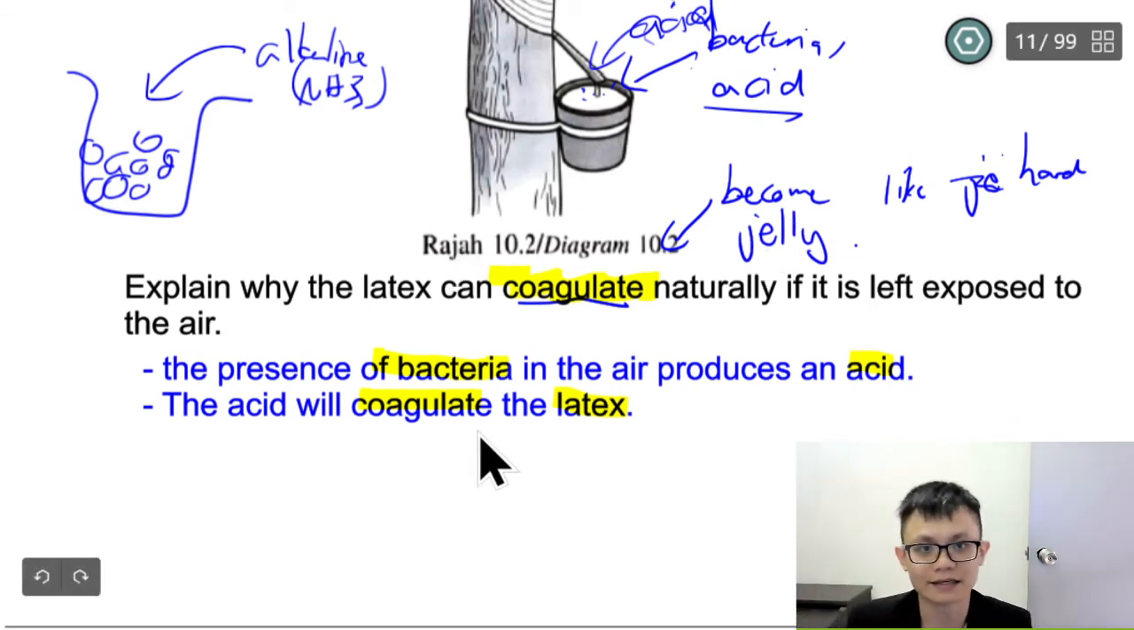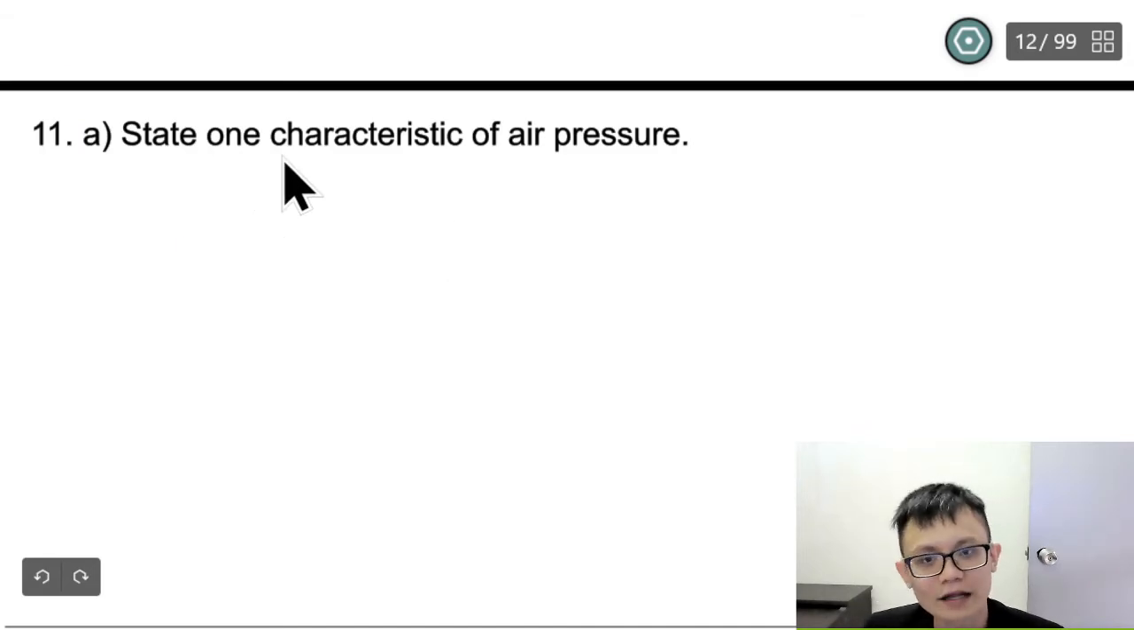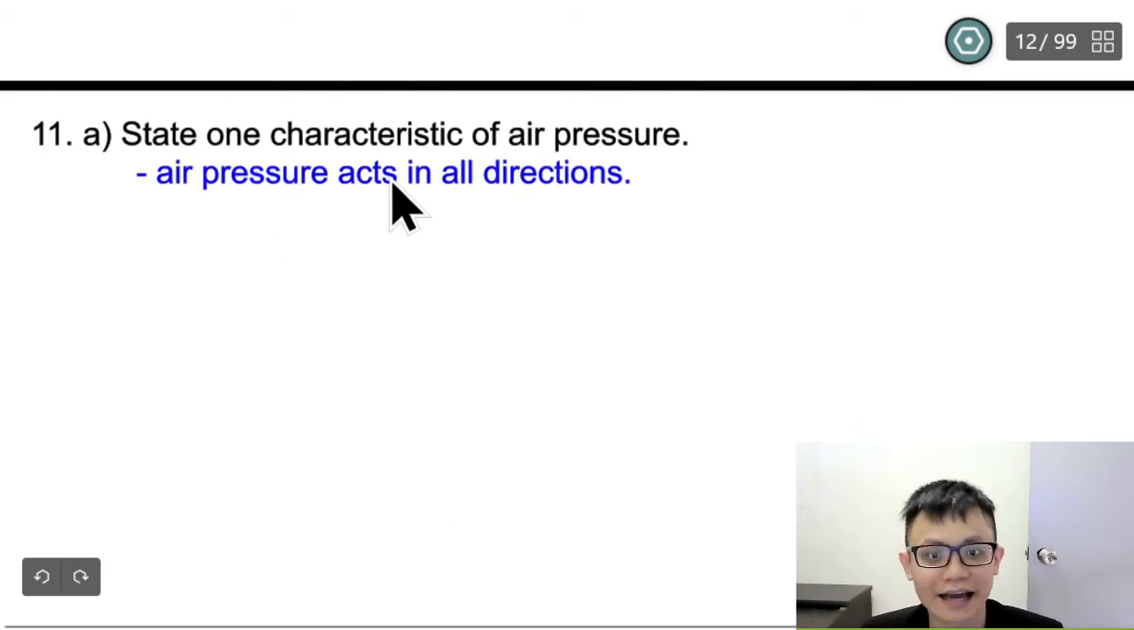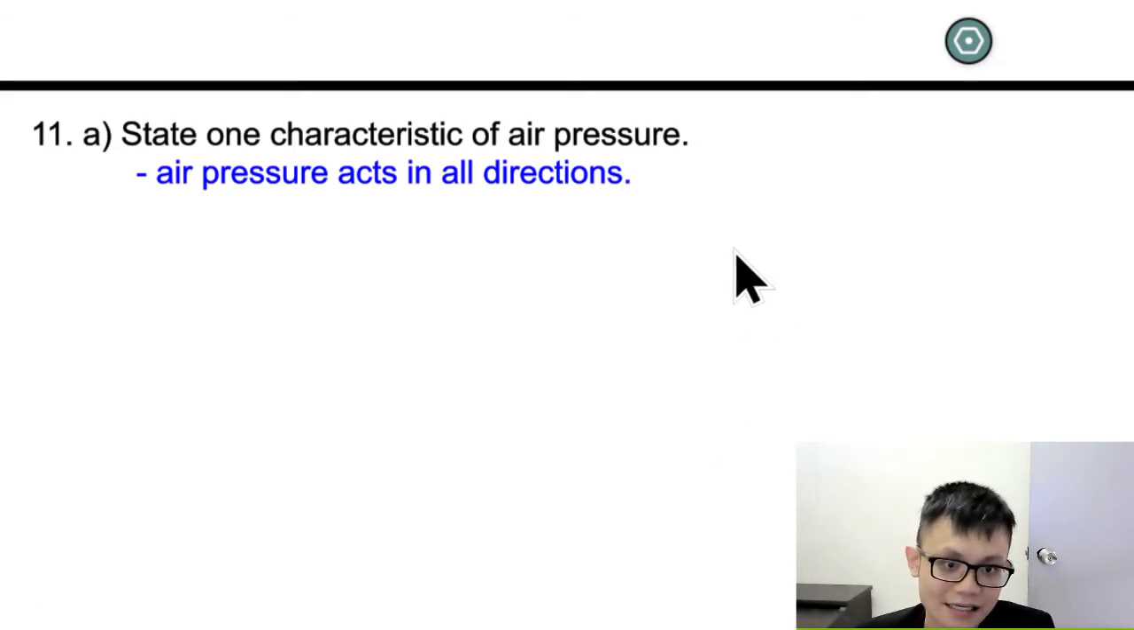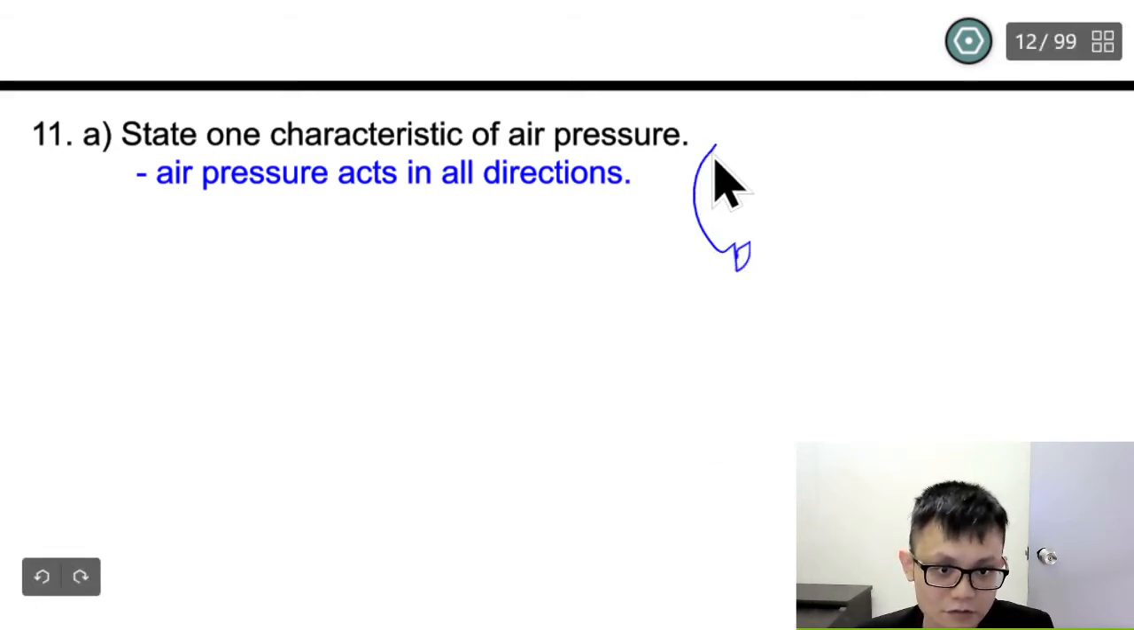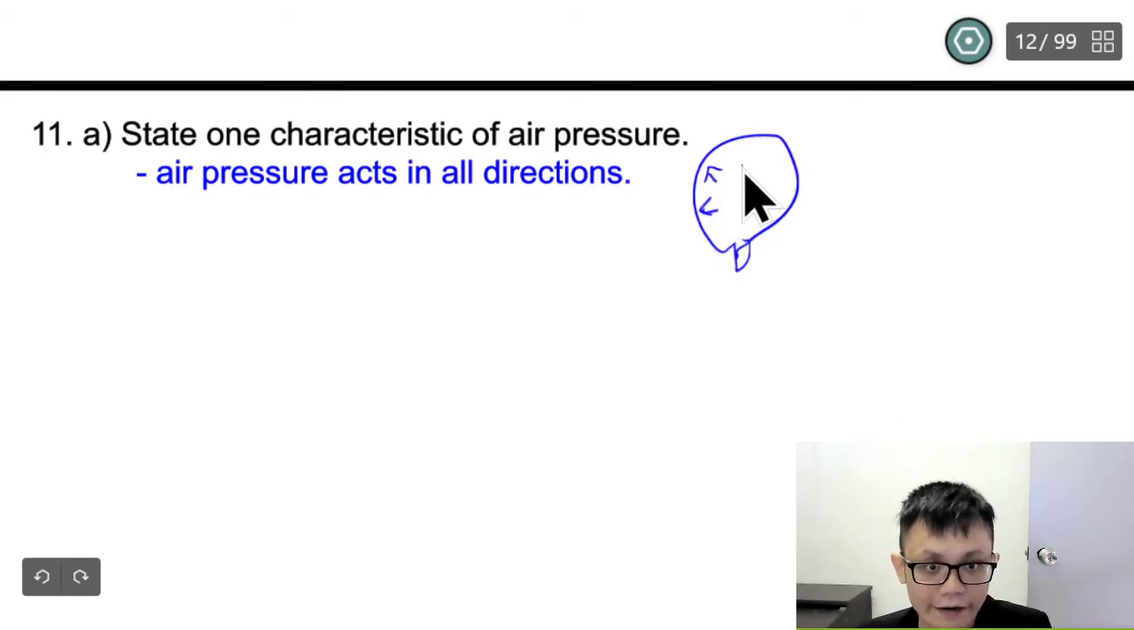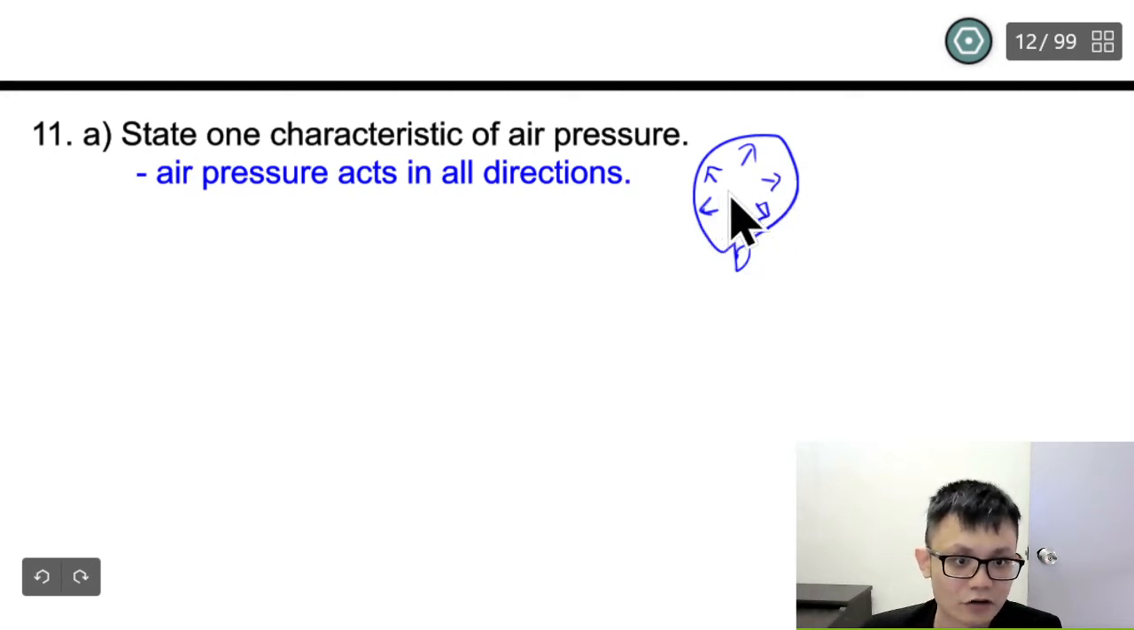Okay, next question. State one characteristic of air pressure. Air pressure acts in all directions. This is a characteristic of air pressure. For example, why do we say air pressure acts in all directions? Let's say this is a balloon. So the air pressure acts in all directions. Let's say this is a balloon, and outside is air.